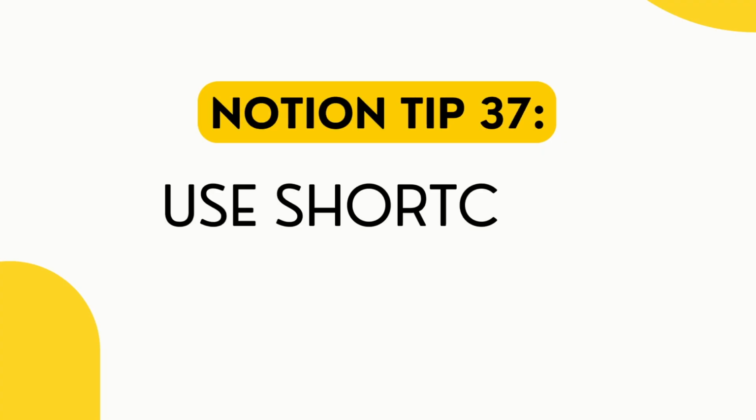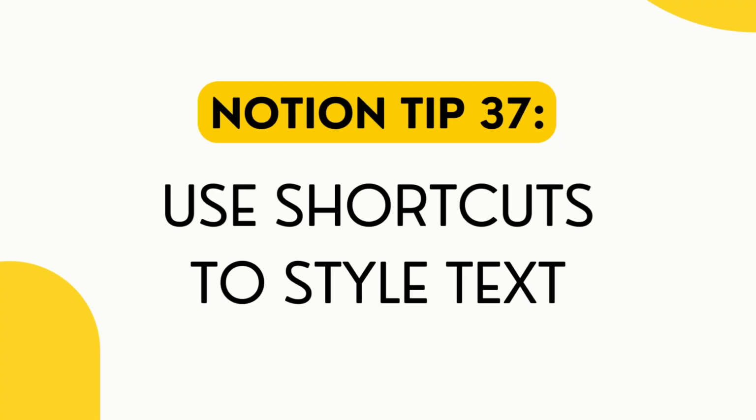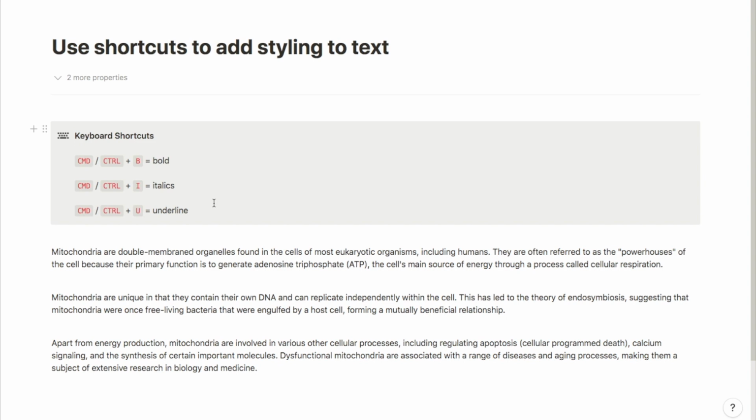Another Notion hack is using keyboard shortcuts to add styling to text. So if you didn't know, keyboard shortcuts are essentially where you just press a few buttons on your keyboard and it will do an action for you. So here are a few actions that I use quite often. The first one is Command if you're on a Mac or Control if you're on Windows plus B, and this will bold the text.